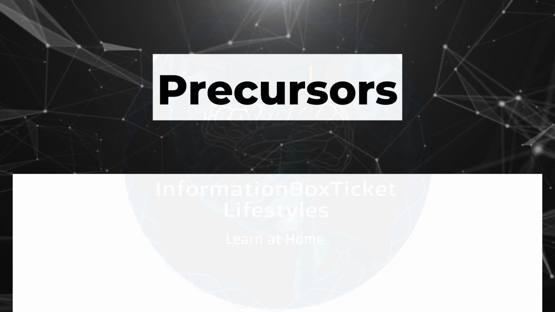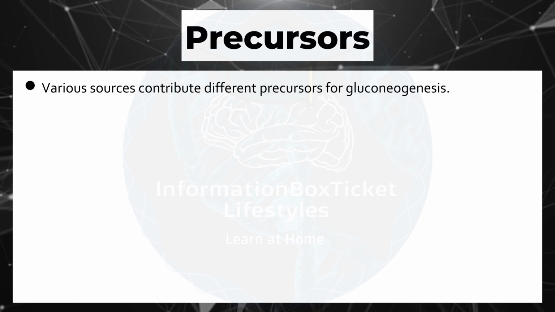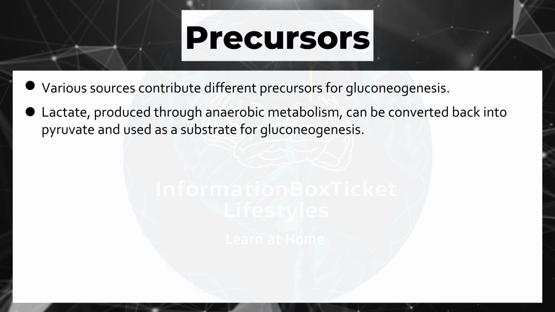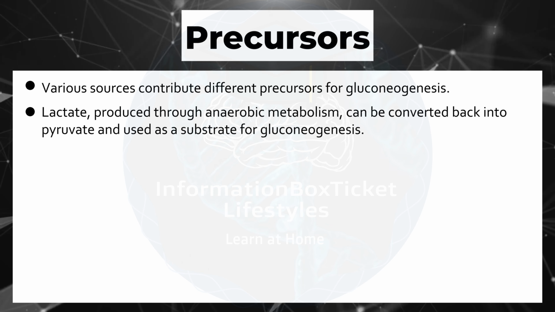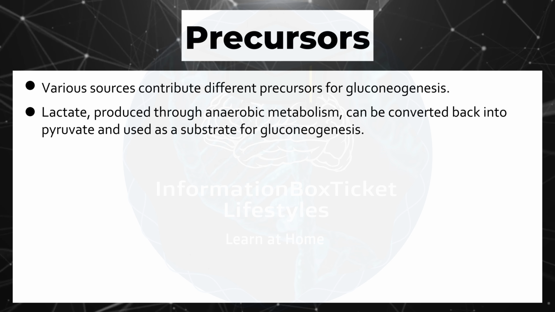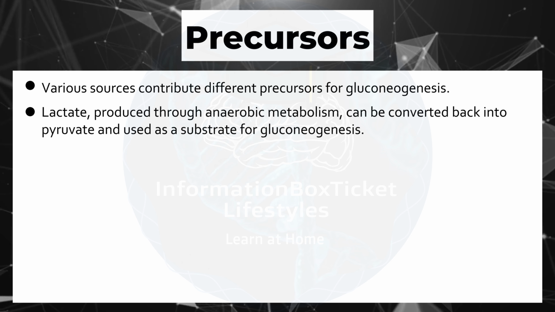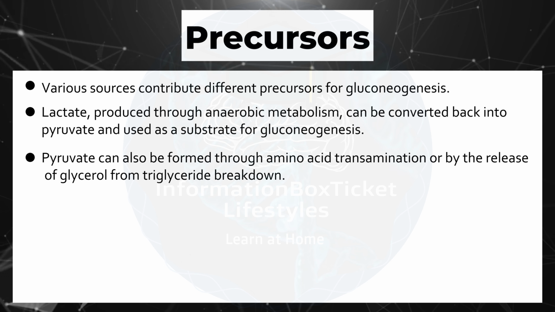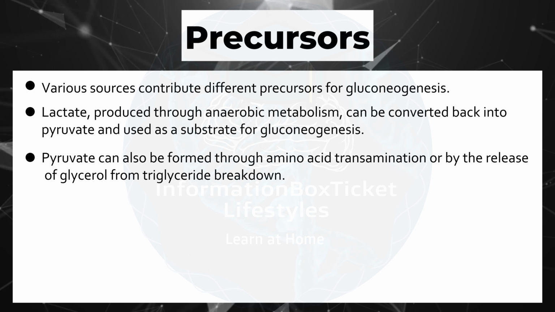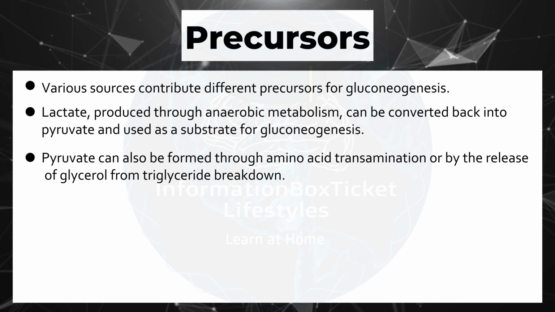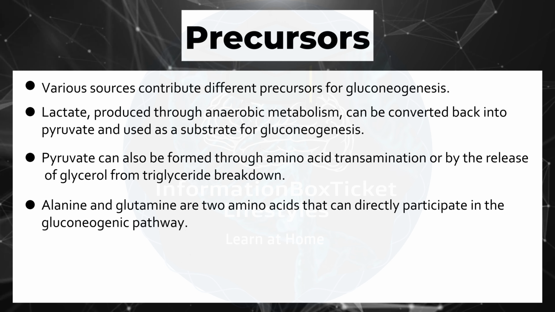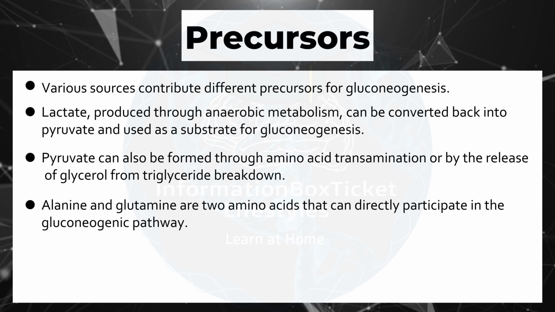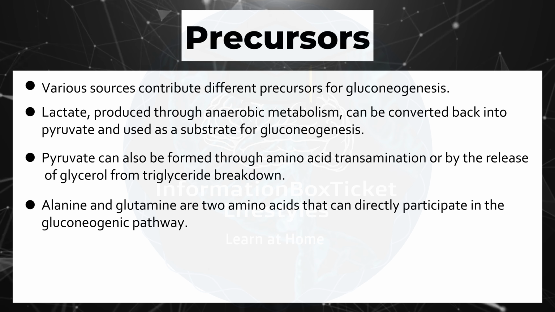Precursors. Various sources contribute different precursors for gluconeogenesis. Lactate, produced through anaerobic metabolism, can be converted back into pyruvate and used as a substrate for gluconeogenesis. Pyruvate can also be formed through amino acid transamination or by the release of glycerol from triglyceride breakdown. Alanine and glutamine are two amino acids that can directly participate in the gluconeogenic pathway.